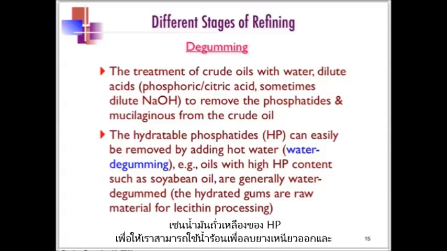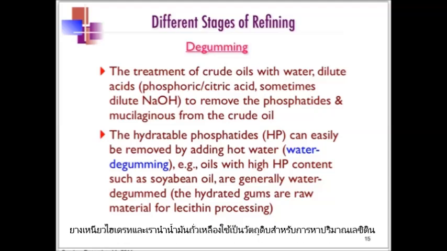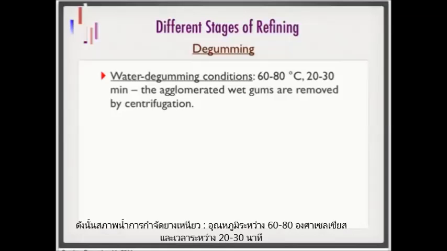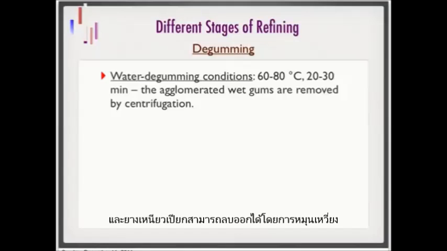For example, soybean oil contains a high amount of hydratable phosphatides. So we can use hot water to remove the gums, and the hydrated gums that we remove from the soybean oil can actually be used as a raw material for lecithin processing. For water degumming, these are the conditions: the temperature between 60 to 80 degrees Celsius, and the time between 20 to 30 minutes. The wet gums that are formed can be removed by centrifugation.